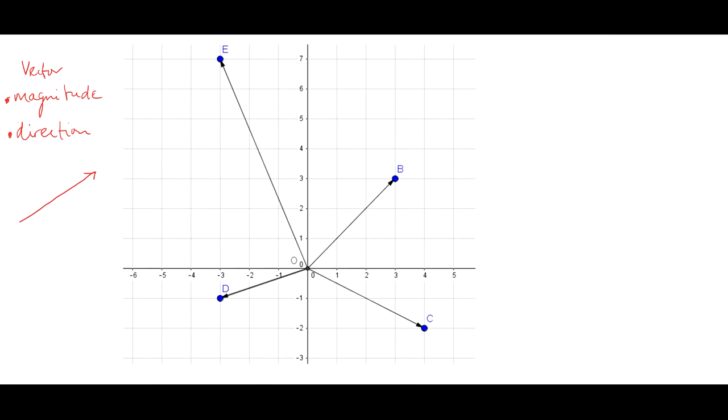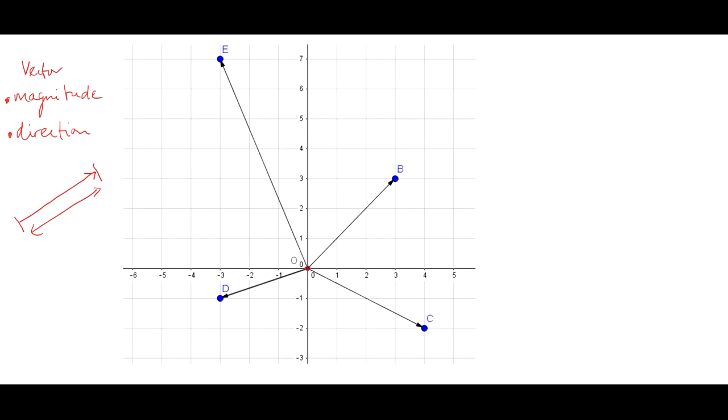And the reason why we use an arrow is that the arrowhead gives us the direction of the vector, and the length of the arrow, that's from here to here, gives us the magnitude of the vector, or the length of the vector, right? So the first thing we're going to look at is something called column vectors.